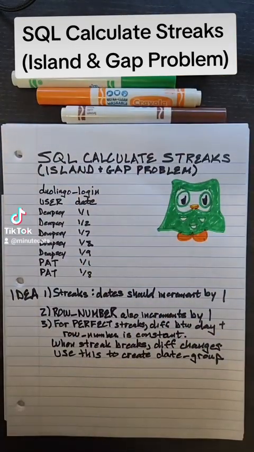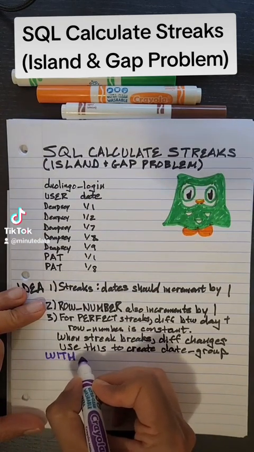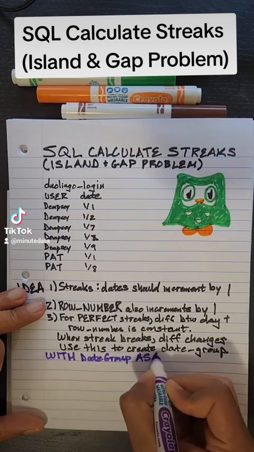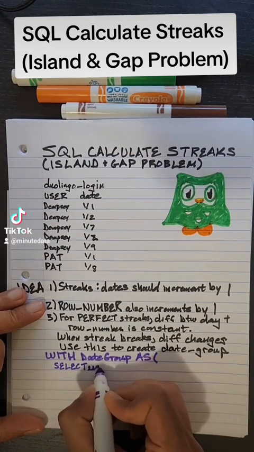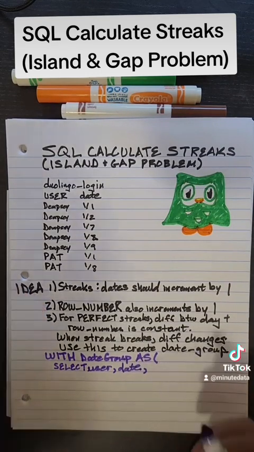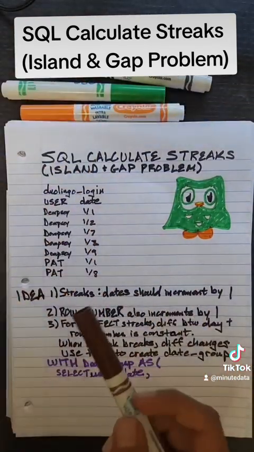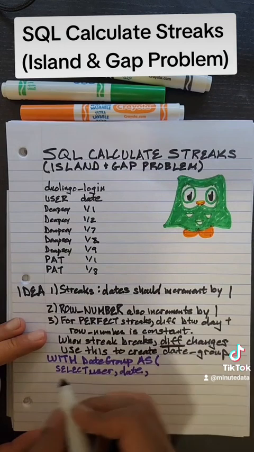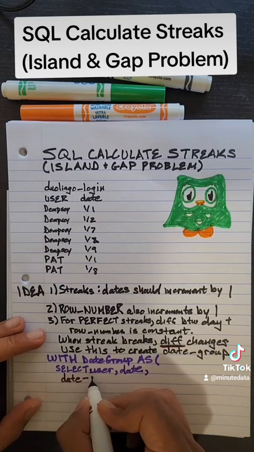So what does the code look like? Let's start with a CTE. We're going to have a table called date group. And we're going to select, let's pick user, date, and then the important calculation. Let's use row number. So let's create this difference. Here we go. So we're going to have date minus row number.